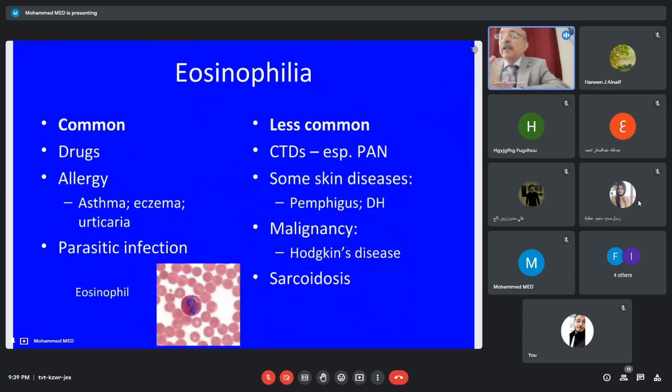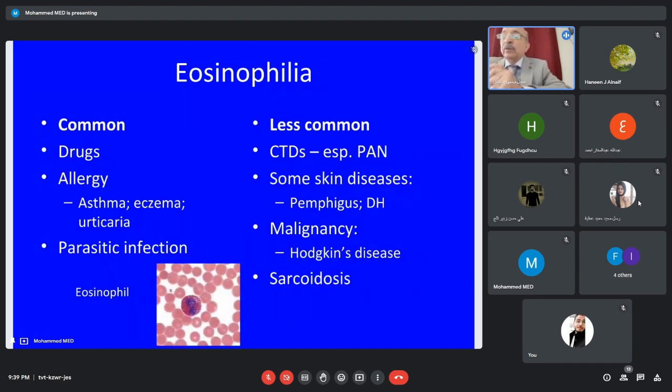Eosinophilia, often you find isolated eosinophilia. Only the eosinophils in the complete blood film, the complete blood picture, are high. And as I said earlier, please remember the first slide you have seen. If you find only the eosinophils are high, this is eosinophilia.